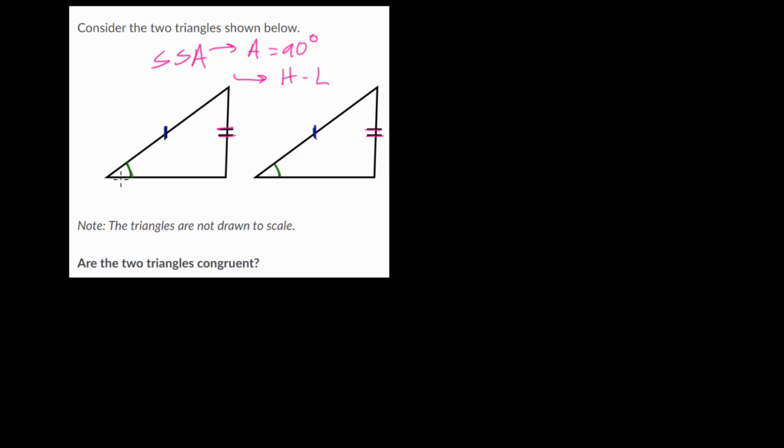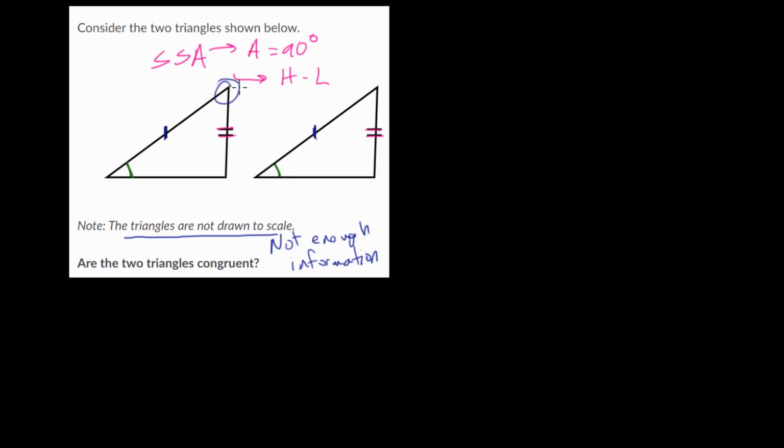And since we don't know enough about this angle, and because we have side, side, angle, we can conclude that we just don't have enough information here. So our answer would be not enough information. And the takeaway is that these triangles could be congruent, since they do look congruent, but remember, the triangles aren't drawn to scale. So they could be congruent, but they might also not be congruent.